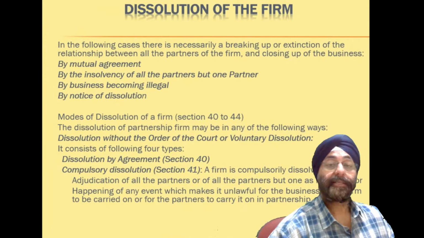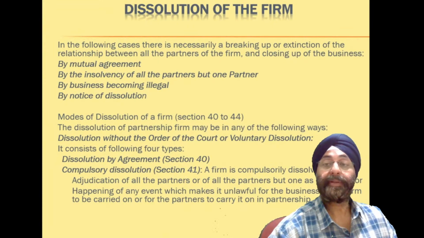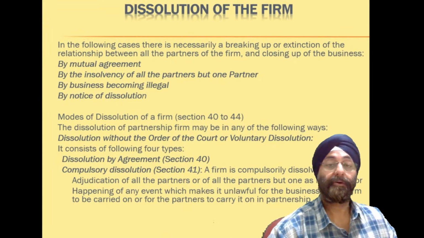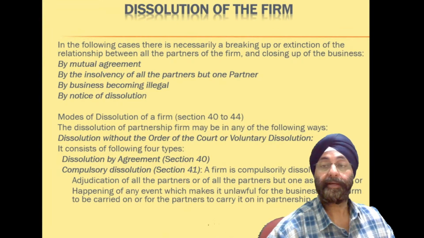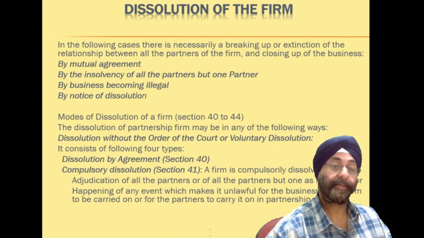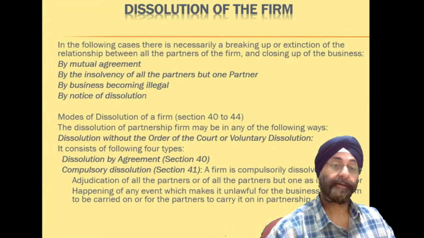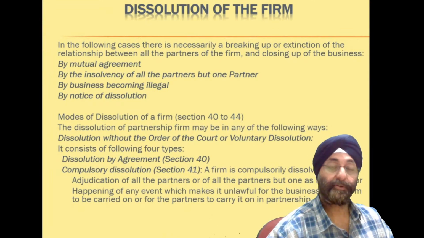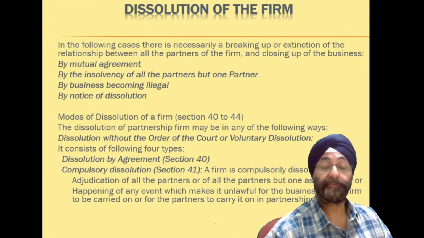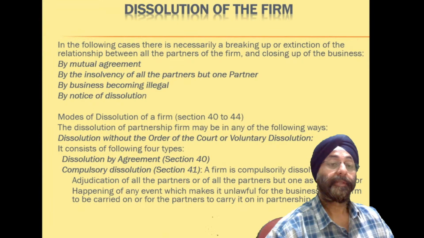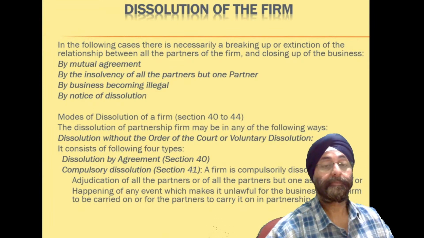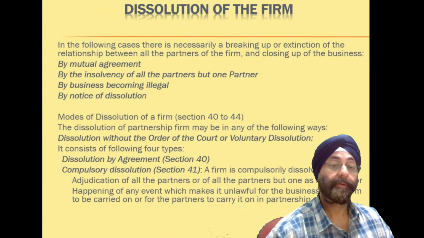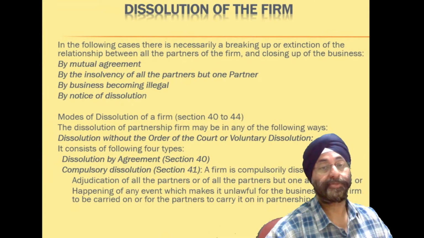In the following cases, there is a necessary breaking up or end of the relationship between all the partners of the firm and the closing of business. These are: by mutual agreement, by the insolvency of all the partners but one partner, when the business of a firm becomes illegal, and by notice of dissolution.